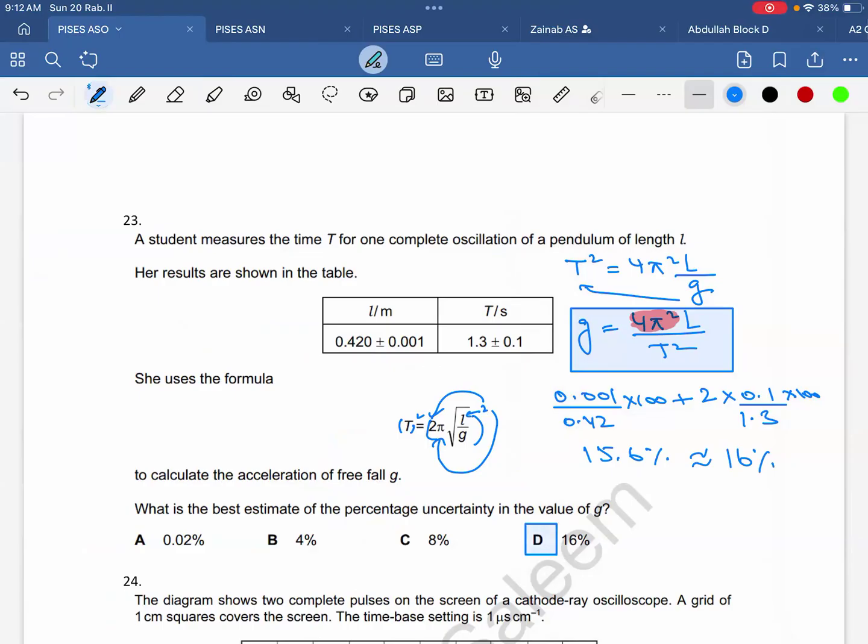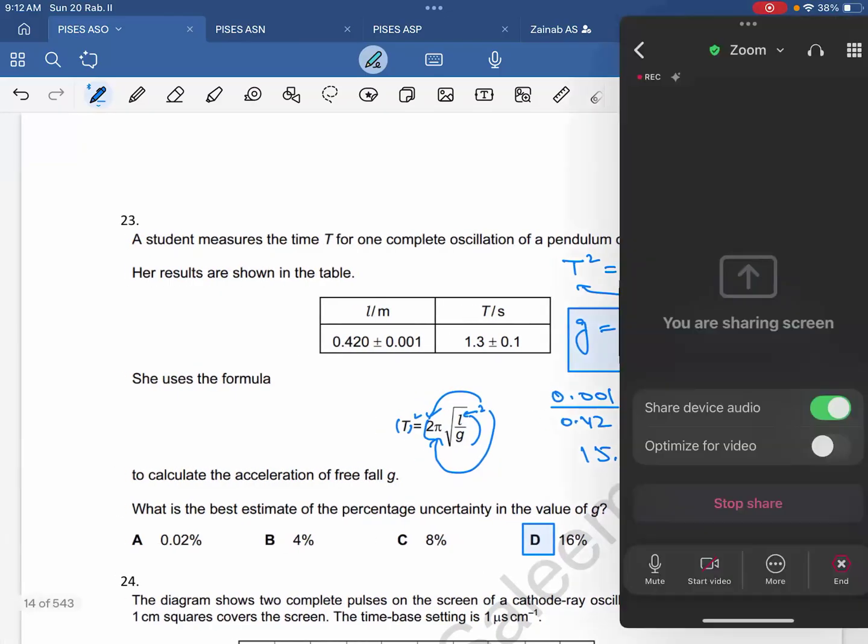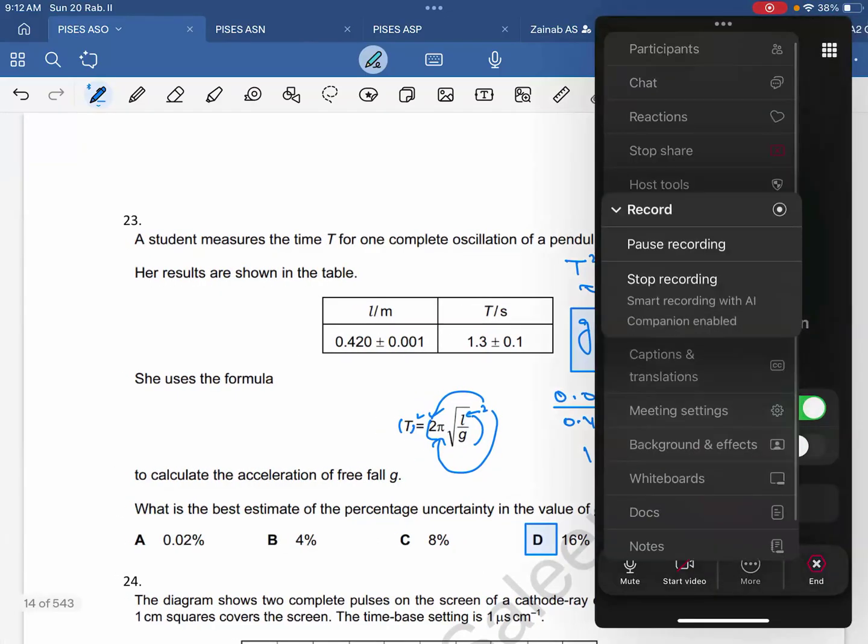So remember one thing, whenever we have to calculate the percentage uncertainty in some variable, this variable should be the subject in the equation. Once you make it the subject in the equation, then you solve it in this way and you will be getting the answer.